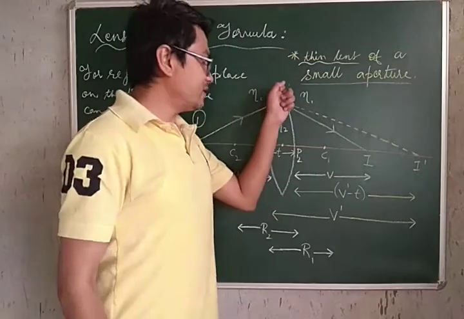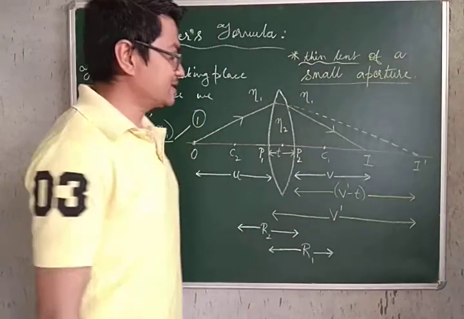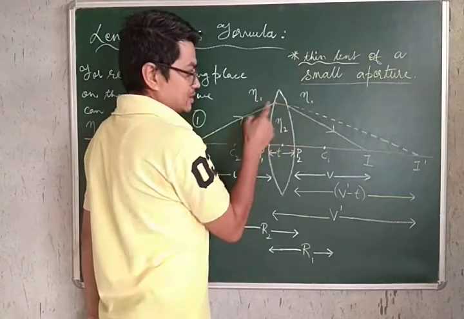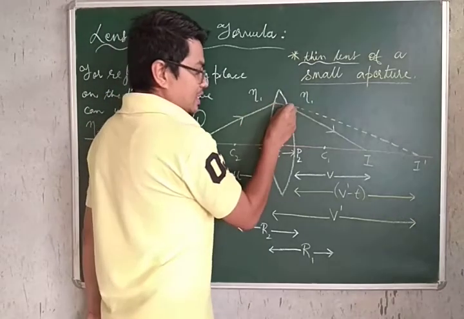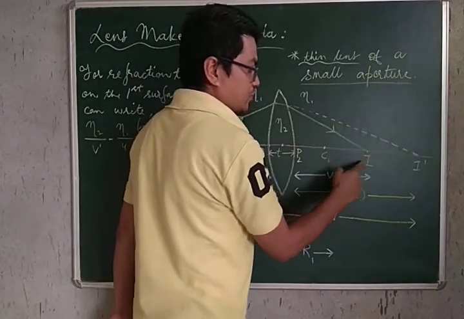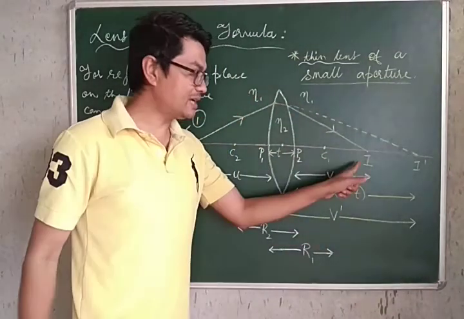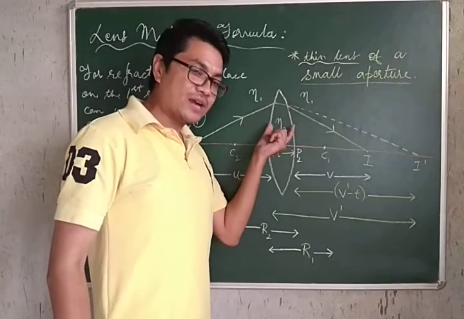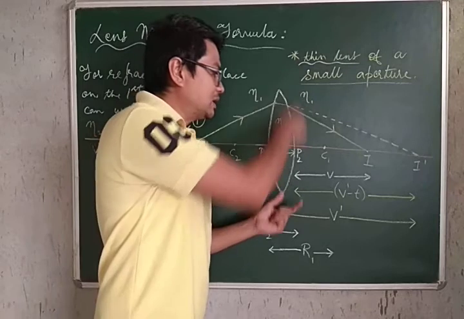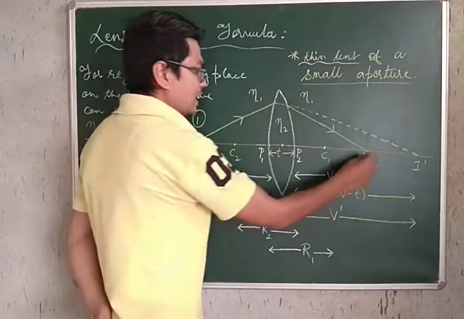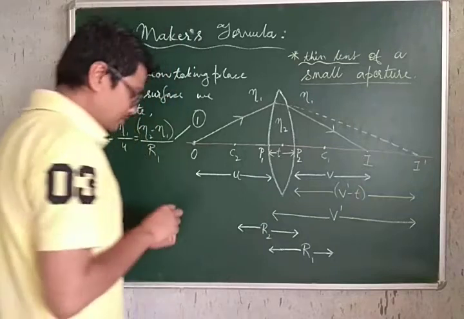Now, since there also is a second surface, this refracted ray of light on the first surface further undergoes refraction, and actually the image is formed at this point. I is the actual image formed when we consider refraction taking place through both the surfaces of the lens. Okay, so I is the actual image that is formed.